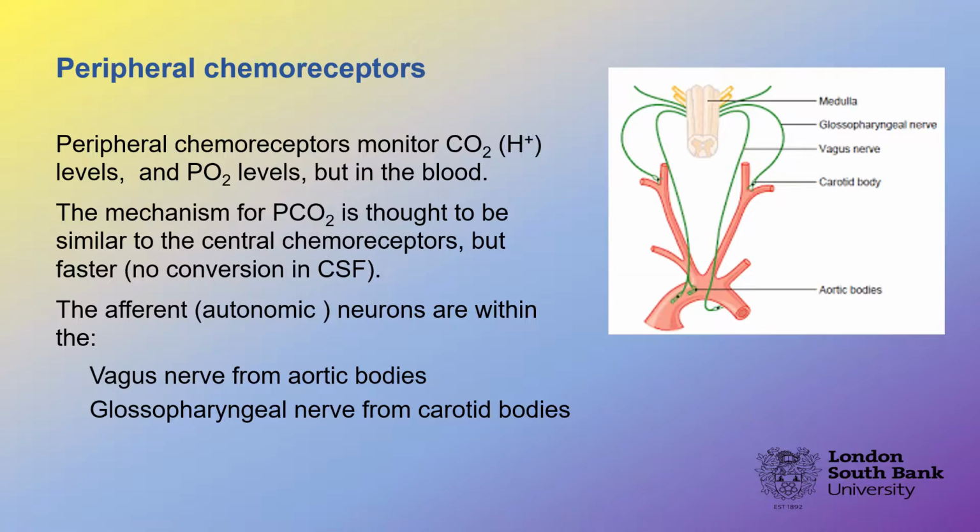The afferent autonomic neurons that come from these, so the action potentials created from these aortic and carotid bodies, are the vagus nerve from the aortic bodies and the glossopharyngeal nerve from the carotid bodies. So again, very similar to the baroreceptors. And remember, these are both cranial nerves too.